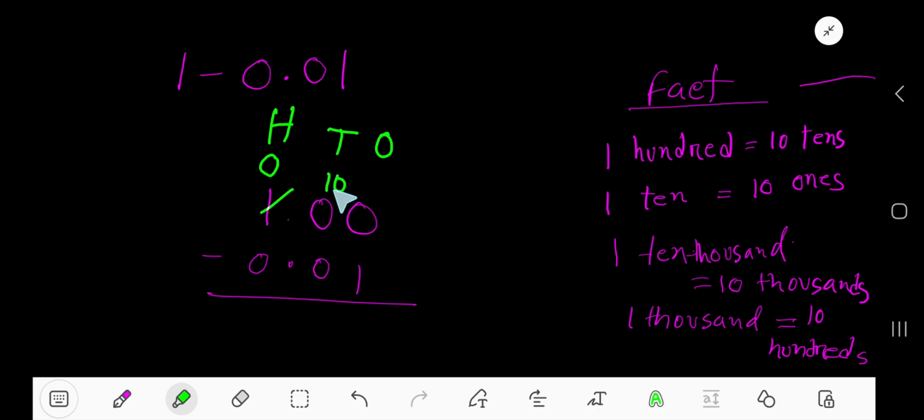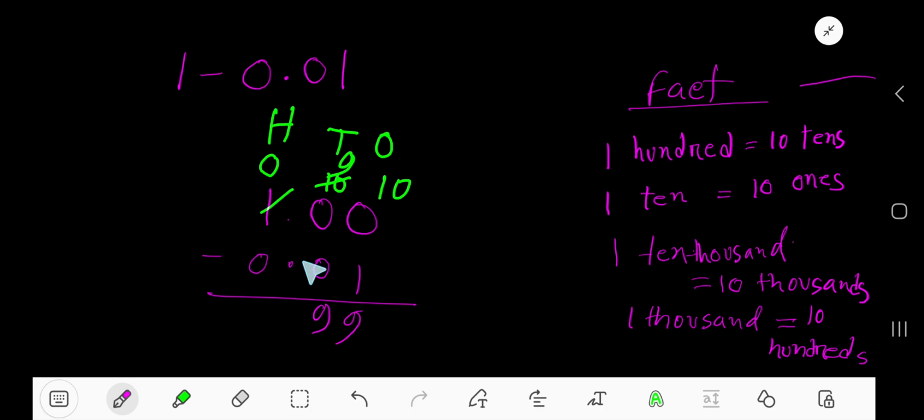Now again, if you borrow 1 ten, then you will have 9 tens, and 1 ten is equal to 10 ones. Now take away 1 one from 10 ones, you will have 9 ones. Then if you take away 0 tens from 9 tens, you will have 9 tens.